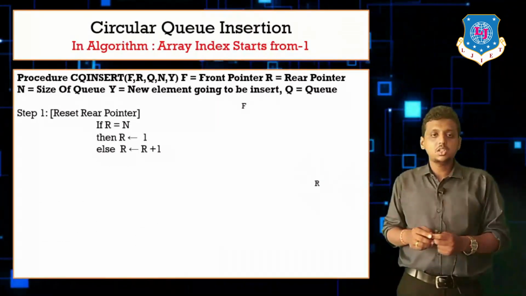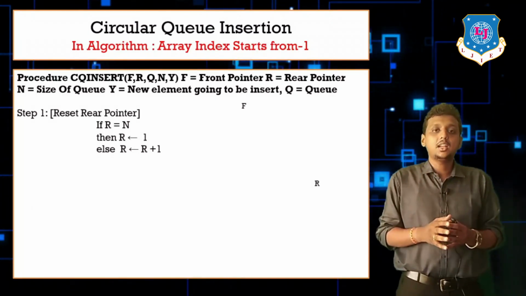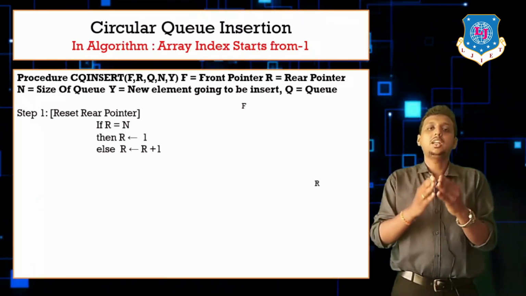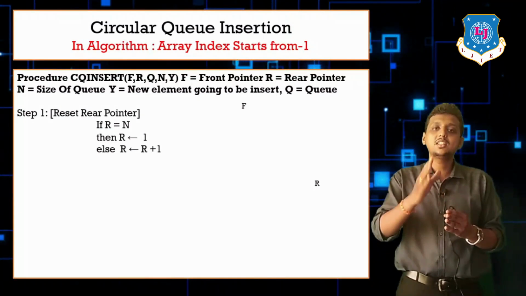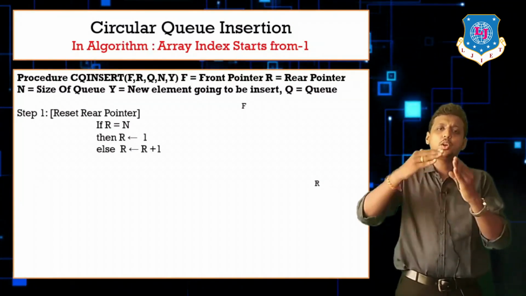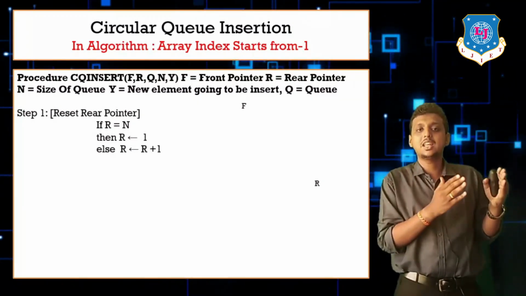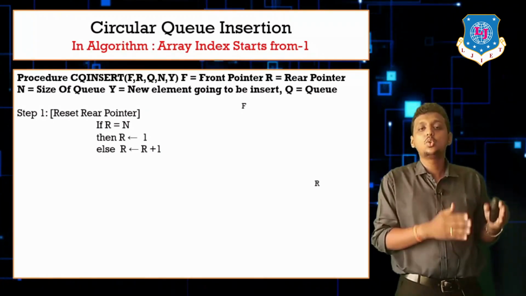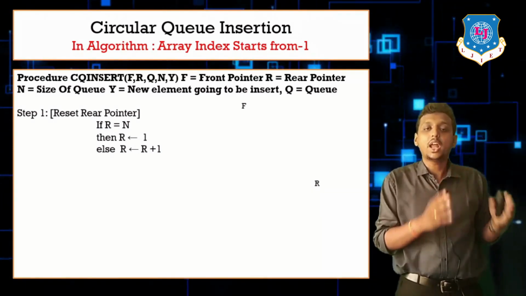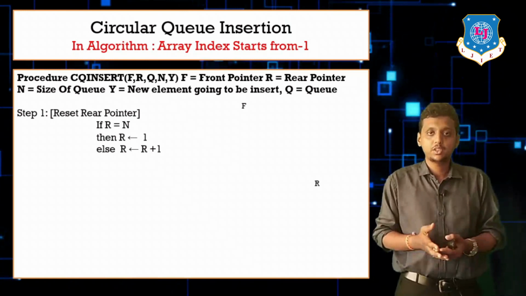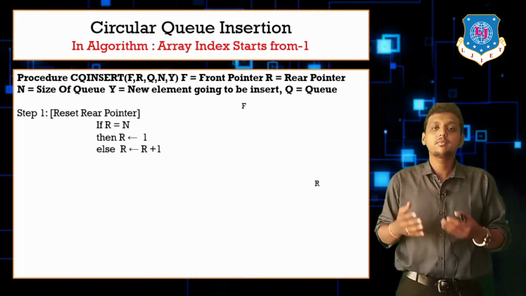The first step is: if your rear pointer is pointing at N. Now what happens in a simple queue? If my rear pointer is pointing at the last position, that means N, then I just need to write that my queue is overflow. You cannot move further.